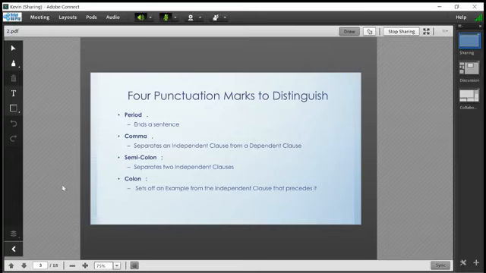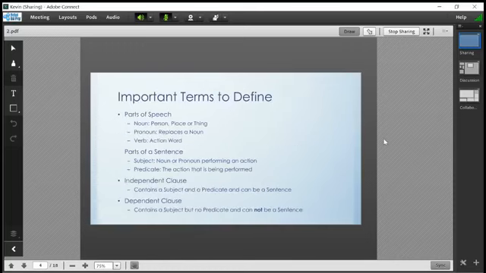Okay, and again, these are very easy to get confused. So I'm going to put them into examples. And the first thing I'm going to do is go over a couple of terms. So when I start talking about independent clause and dependent clause, hopefully you have a better idea of what I'm referring to. So important terms that I need to touch base on, we have parts of speech. Okay, so we have nouns, which are going to be either a person, place, or thing. Pronouns replace a noun. And then verbs are basically your action words.